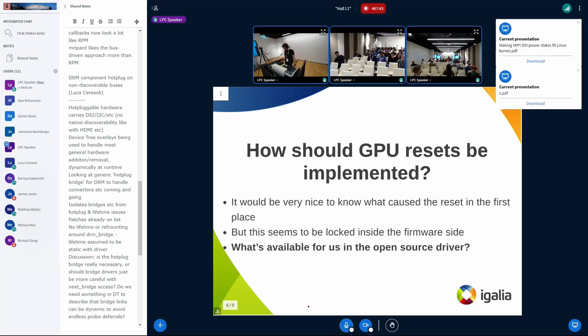Another problem with GPU resets is that we would like to know what caused the GPU reset in the first place. But this is also very challenging to know, because a lot of things can be locked inside the firmware side. So my question is, what's available for us in the open source, and what should we collect from the GPU resets to get to the bug reports later? What would be useful for us?